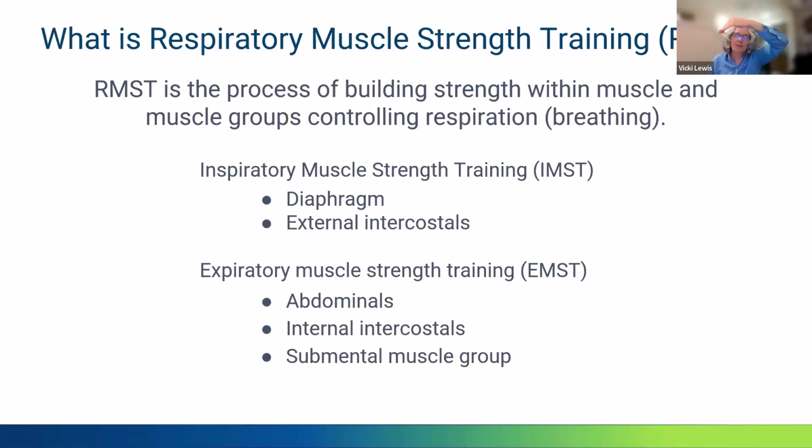Underneath that big umbrella of RMST, we've got IMST and EMST. IMST, Inspiratory Muscle Strength Training, is where we're targeting the muscles of inspiration. So we've got the diaphragm, the primary muscle there, as well as the external intercostals. And then we also have EMST, Expiratory Muscle Strength Training, that addresses the abdominals and the internal intercostal muscles. Also, we learned several years back, but we didn't know this at first, that there is an impact on the submental muscle group. We'll be talking about that in more detail coming up here.